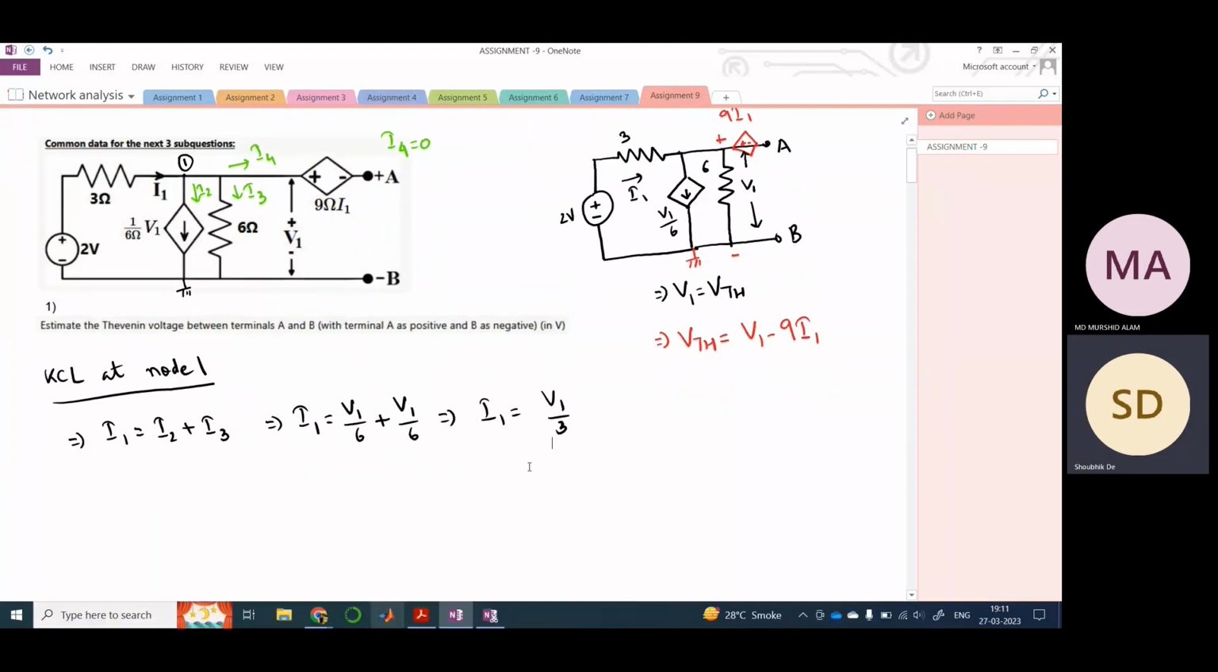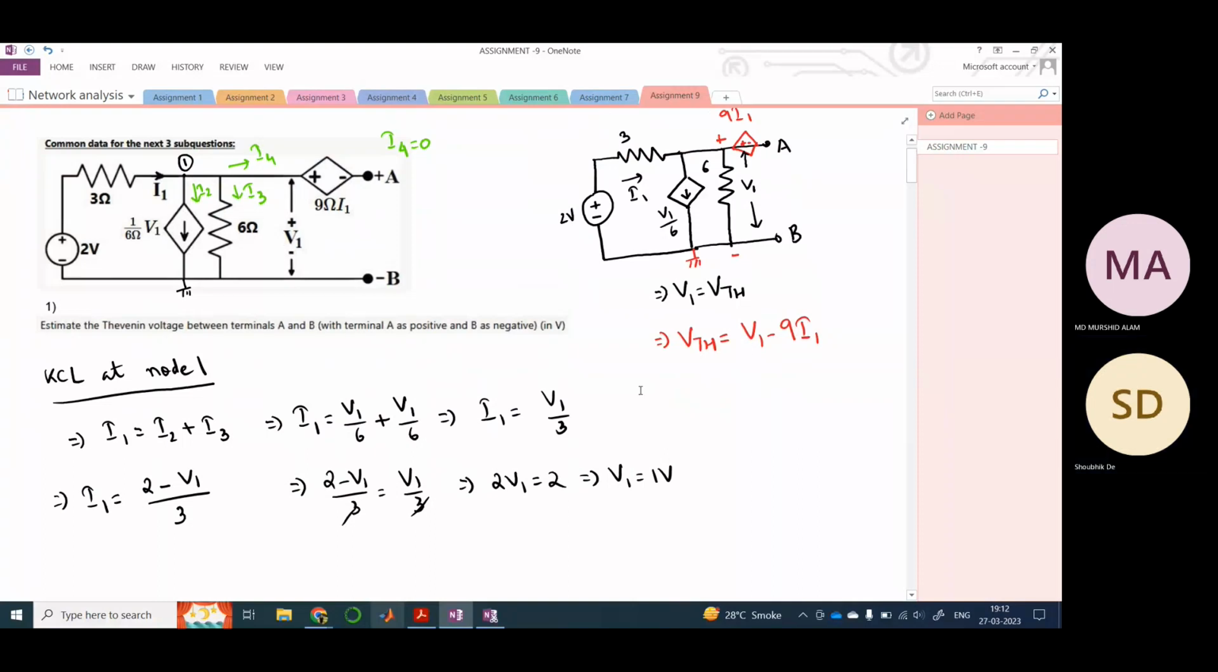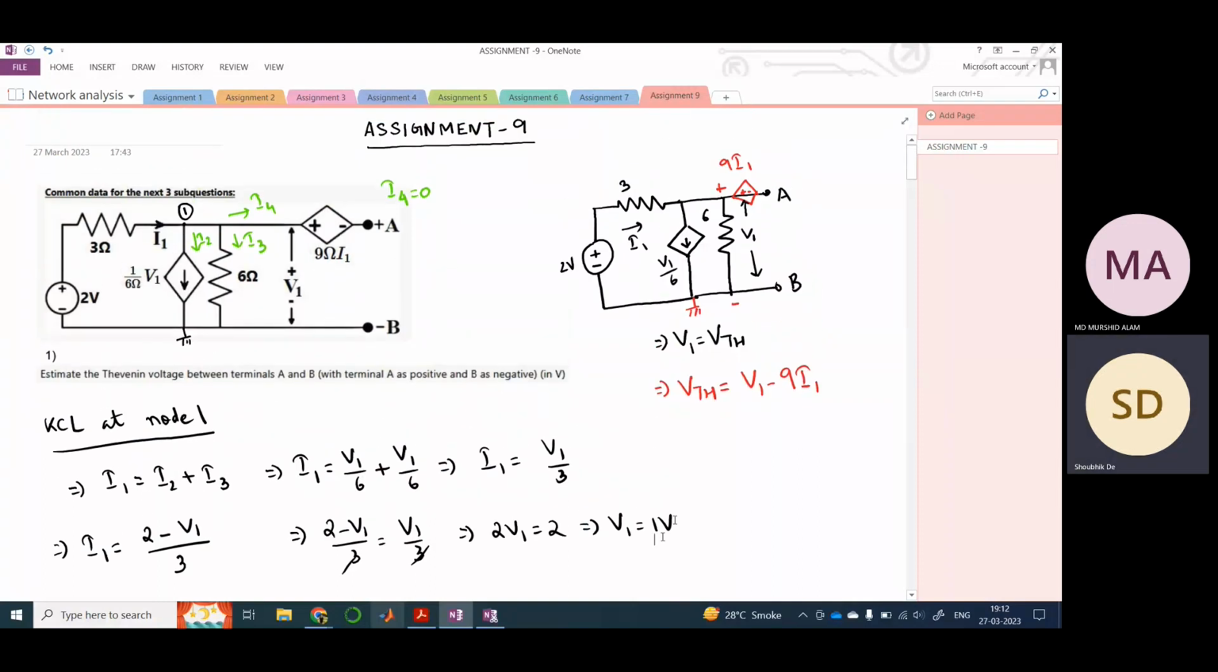Now what is actually I1? It is nothing but the current flowing between the 2 volt source and this node 1, right? So if we apply KCL here, this is 2 minus V1 by 3. Therefore if we substitute this I here, it would be 2 minus V1 by 3 equals V1 by 3. Therefore this gets cancelled, and this becomes 2V1 equals 2. Therefore V1 equals 1 volt. And so you have got your V1.